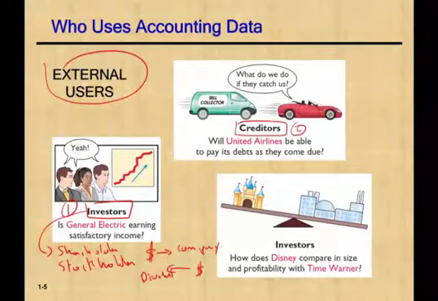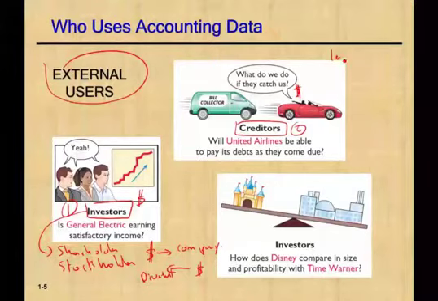So investors are very interested in accounting information because they want to know if they should invest in the company or not invest in the company, and if they're current investors, should they sell their position and move on. So they invest their money. Creditors serve the same purpose. Creditors also give you money, okay? But what's the difference between creditors and investors?